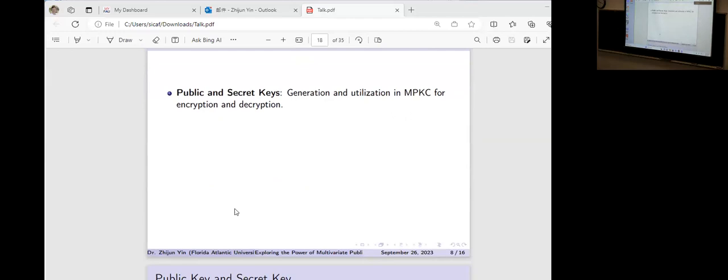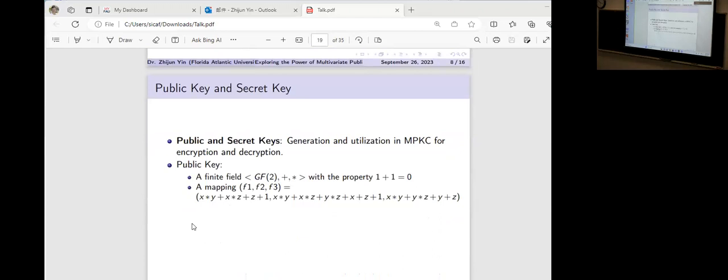Now take a look at the public key and secret key. For our system, we choose the public key. The public key is composed of two parts. First, we need to choose the finite field to tell the system how we do the calculation, like the size 2 field.